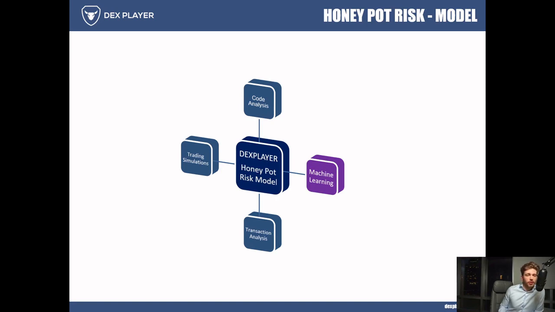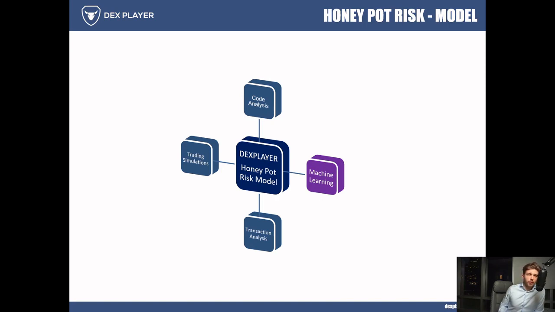After that, we have the trading simulations. What it does is that it replicates the blockchain and simulates transactions, and it tells us if we were able to buy and sell in these simulations. Finally, we have the transaction analysis that looks at the transactions that are called on the smart contracts, and it tells us if there are any calls that are suspicious on this smart contract. So with these three methods, we're able to make a pretty strong risk model.